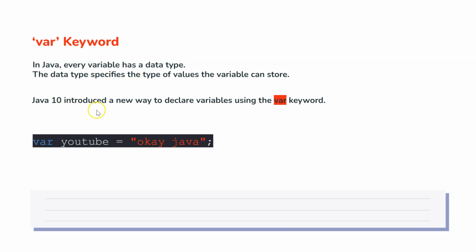So guys, in Java 10 they have introduced a new way to declare a variable by using the var keyword. var is the keyword that we can use to declare a variable. For example, if you see here, var, then youtube, so this is my variable name, equals to, and this is the value, so this variable called youtube is going to hold okay Java. The syntax is very simple. So instead of using integer, float, double or string, we can also use var to declare a variable type.